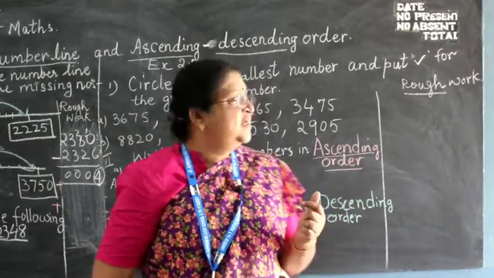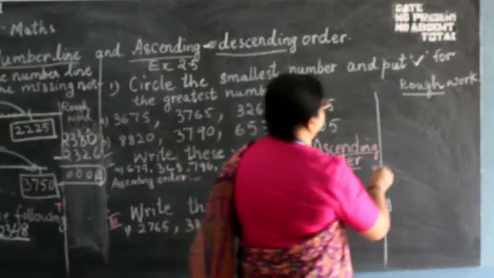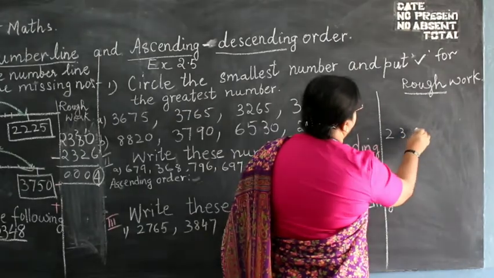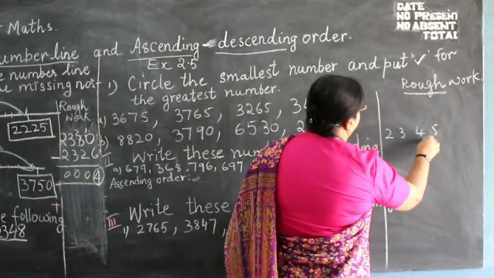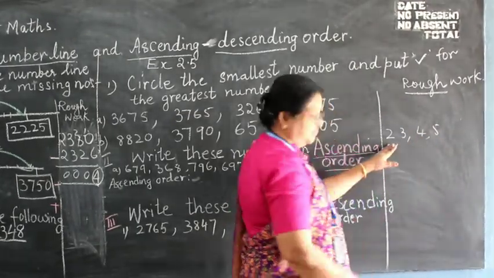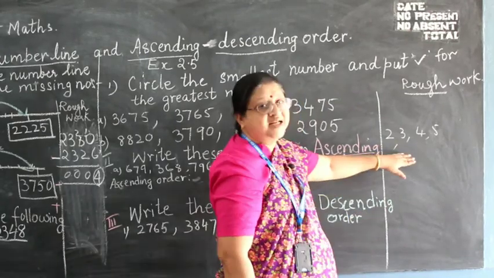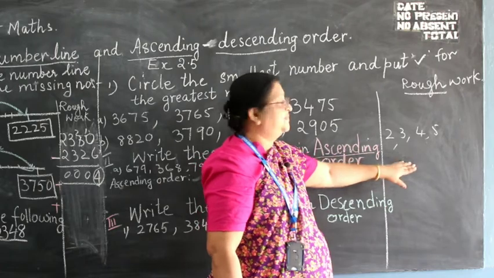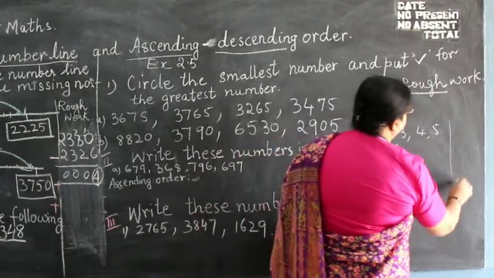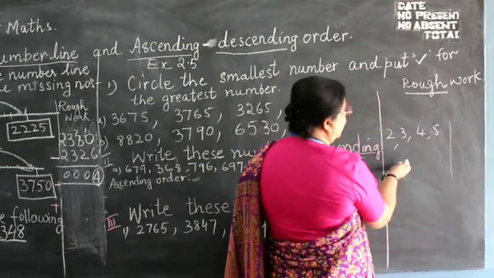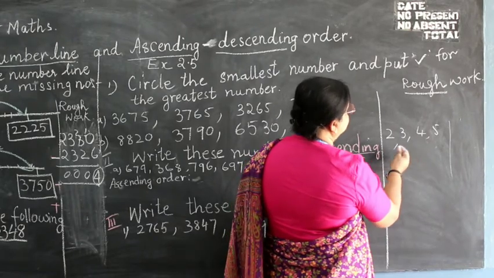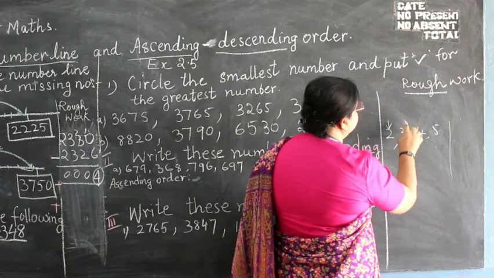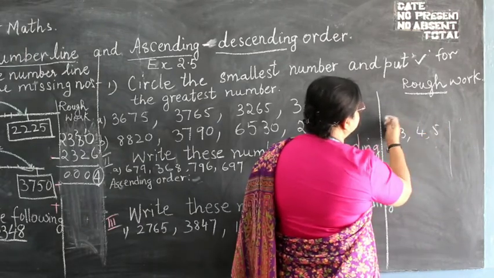Now, for example, suppose I give 2, 3, 4, 5. I ask you to write this in ascending order. How will you write? Very simple. Because these are one digit, the smaller number is automatically first: 2, 3, 4, 5.